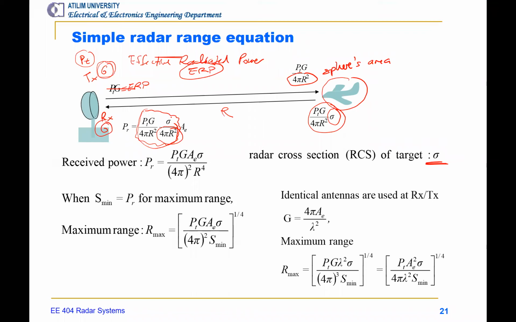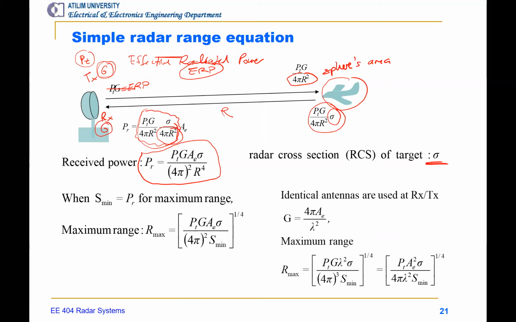How much will be picked up? It depends on the surface area or effective aperture of the antenna. Again, that's just like sigma of the target, but that can be calculated. So then the received power will be given by this formula: PTG AE times sigma divided by 4 pi squared times r to the power 4.